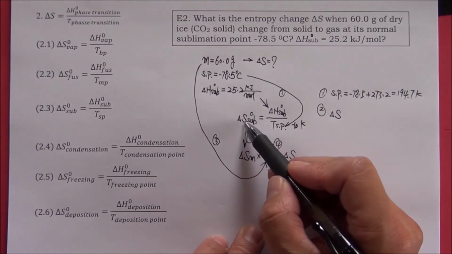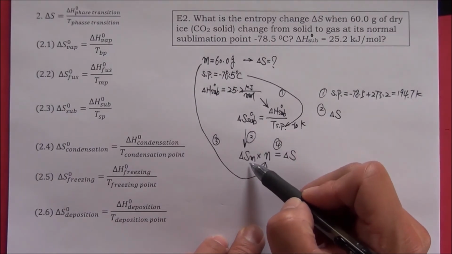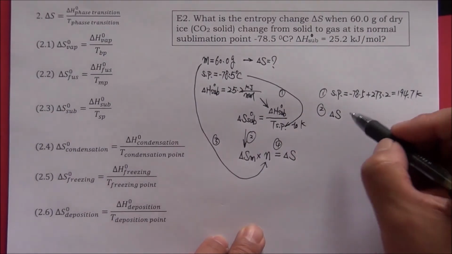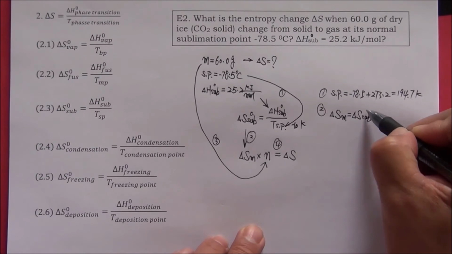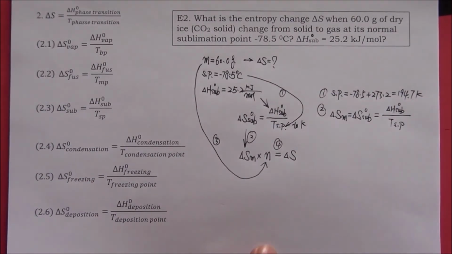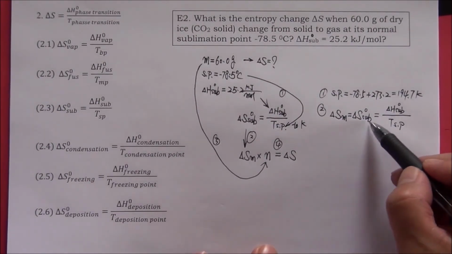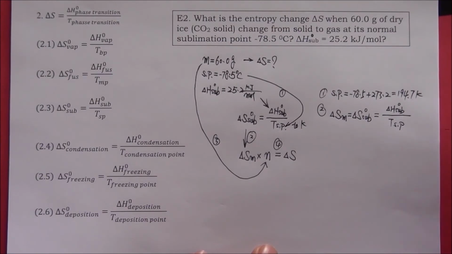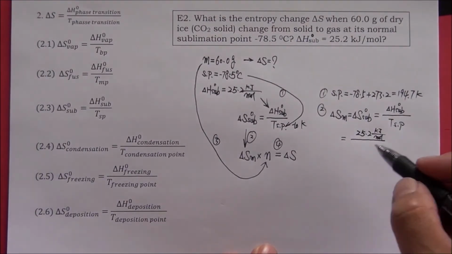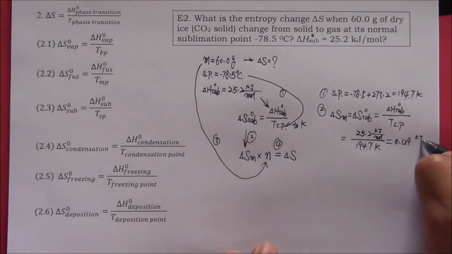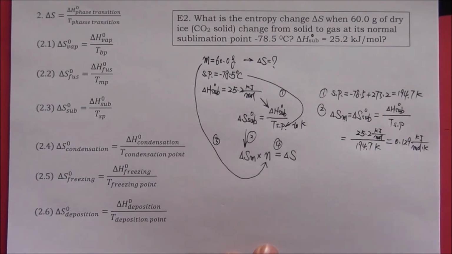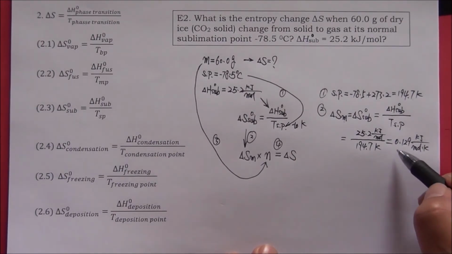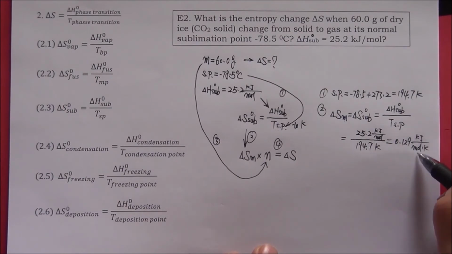This standard entropy of sublimation is one form of molar entropy change. The reason I rewrite this equation is to help me to memorize. The molar entropy change is 0.129 kilojoule per mole per Kelvin. You can also convert this to joule per mole per Kelvin.